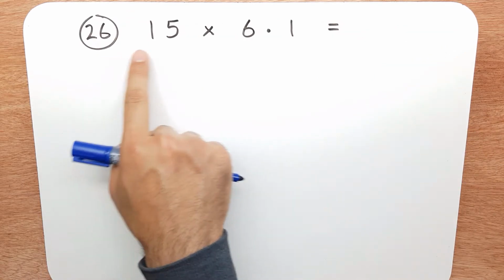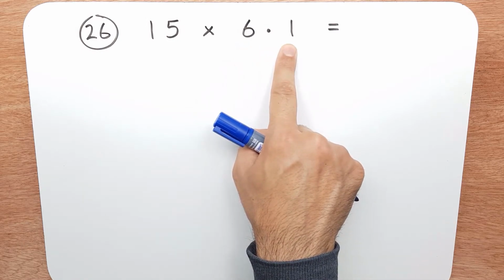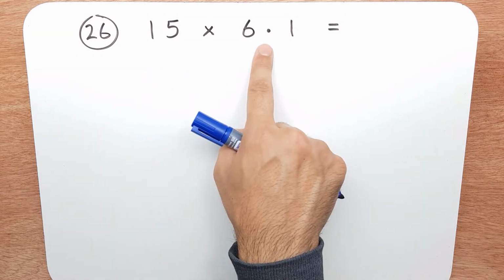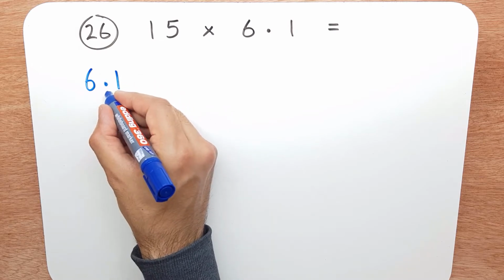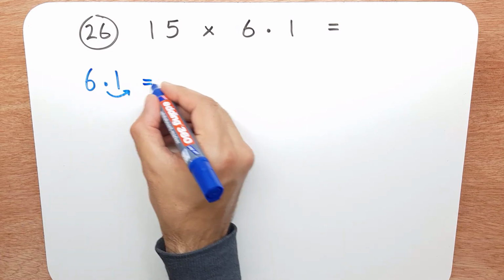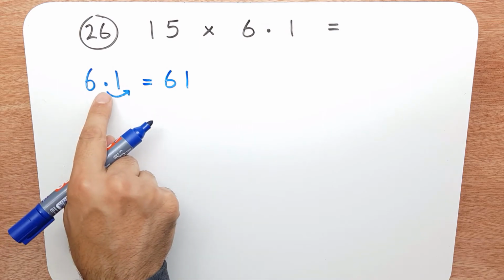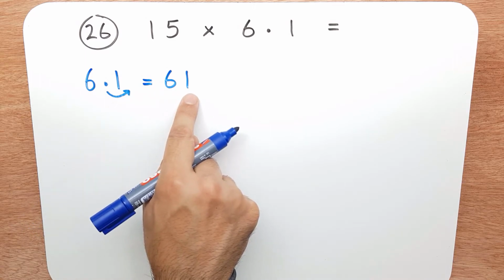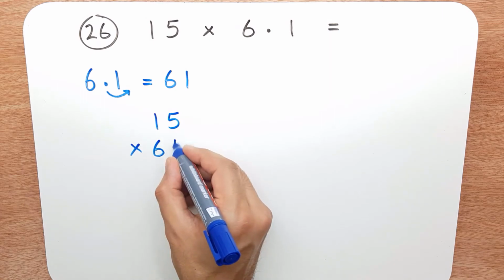Question 26 is 15 times 6.1. Now, this has got a decimal and this hasn't. So what I like to do is turn the 6.1 and I need to remove this decimal and I turned it into 61. So that's my first step. So I've turned the 6.1, removed the decimal by one place and turned it into 61. Now we have 15 times 61.